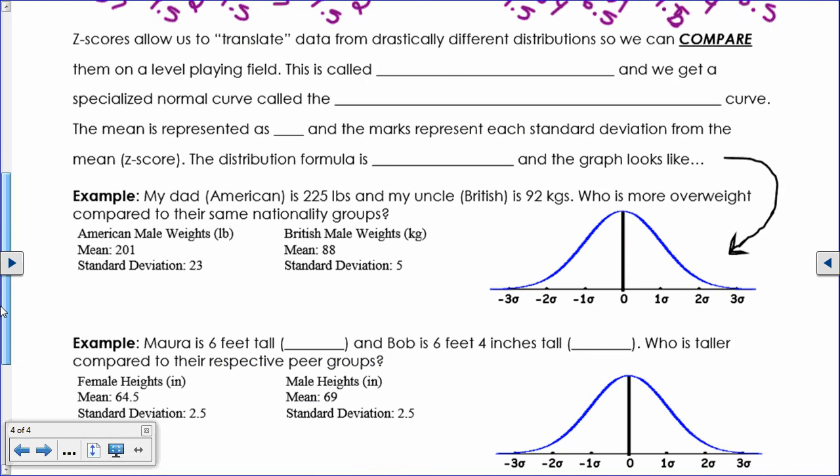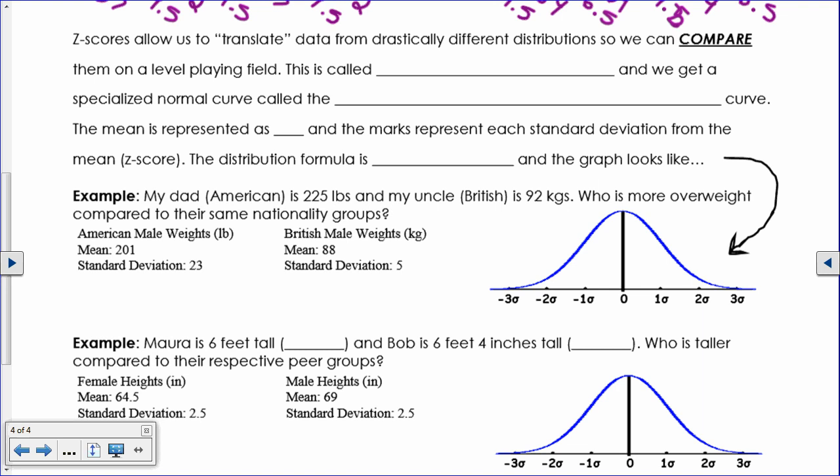Now we're going to go into the comparison idea where we can use z-score to compare. So z-scores allow us to translate data from drastically different distributions so that we can compare them on a level playing field. So for instance, I could talk about something that is inches and something that's millimeters. Those are very different ways of measuring things, but when you turn it into z-score, measurement does not matter. It takes things that are completely different and puts them on the same playing field so you can compare them. So even though one is in inches and one is in millimeters, if you convert it to z-score, there's no difference in how you are analyzing them.